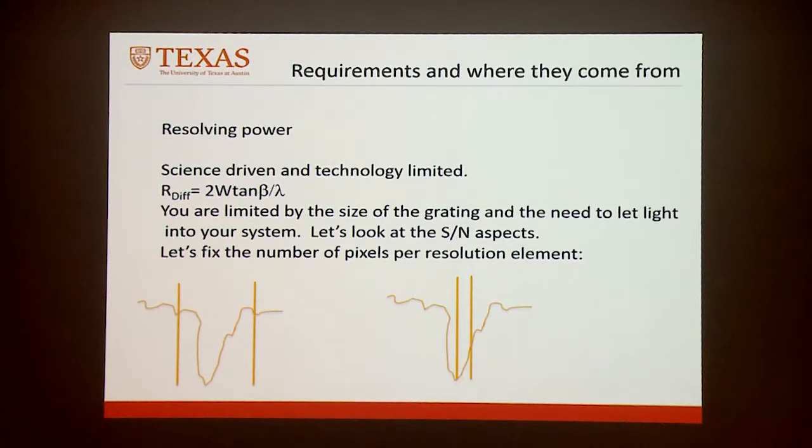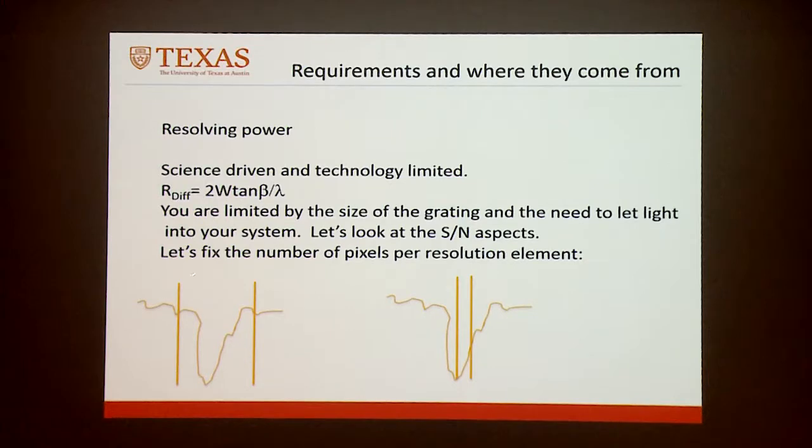Ultimately, though, you're limited by how long a grating you can get, and then by the need to let light into your system. If you want diffraction limited resolving power, you have to have a diffraction limited slit, and that diffraction limited slit is going to wind up being very small on a large telescope. Unless you have adaptive optics, you can't get anywhere close to that. When you're using natural seeing, you need to have the slit be significantly wider. And even with adaptive optics, you want it somewhat wider.